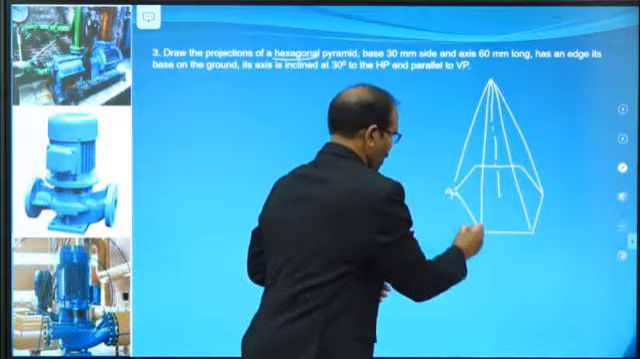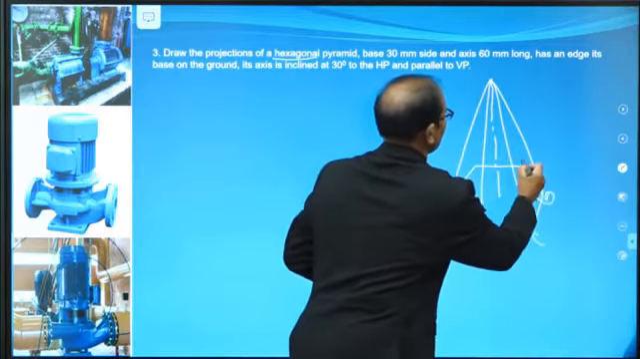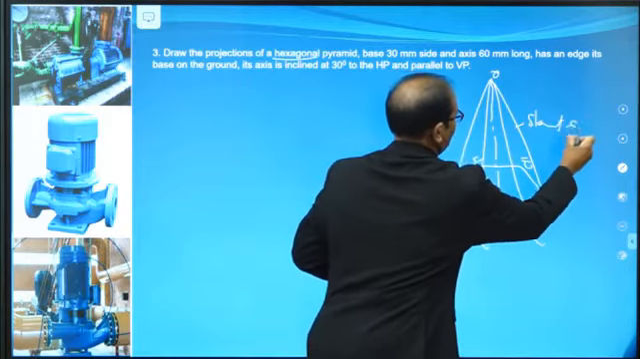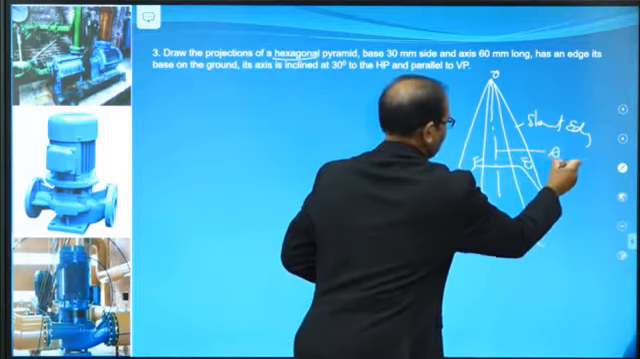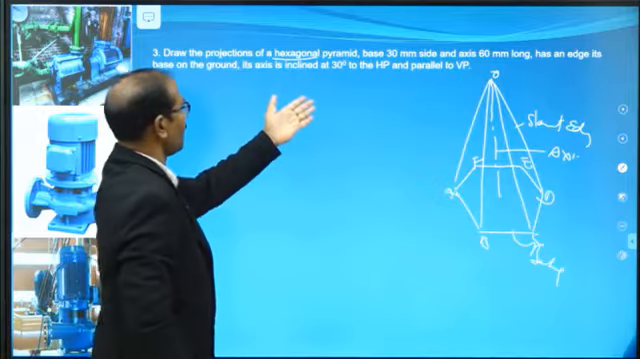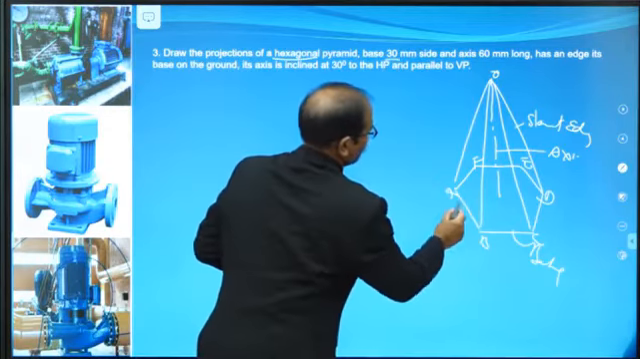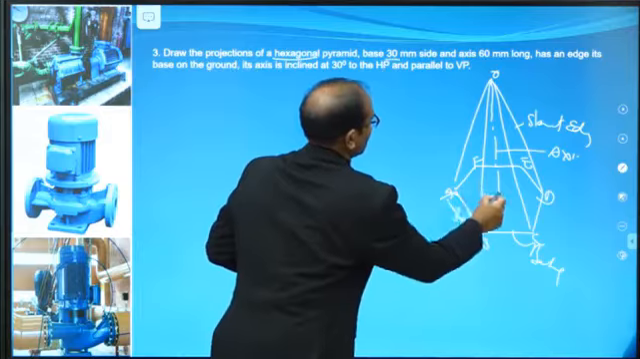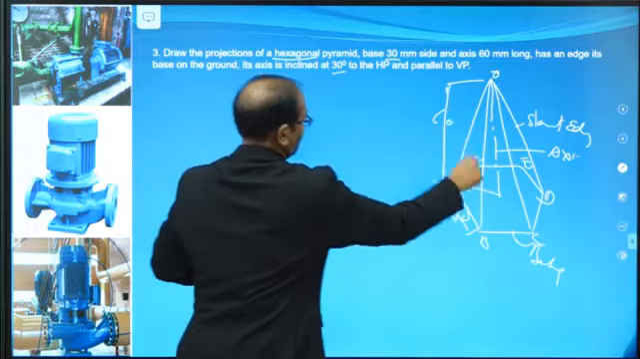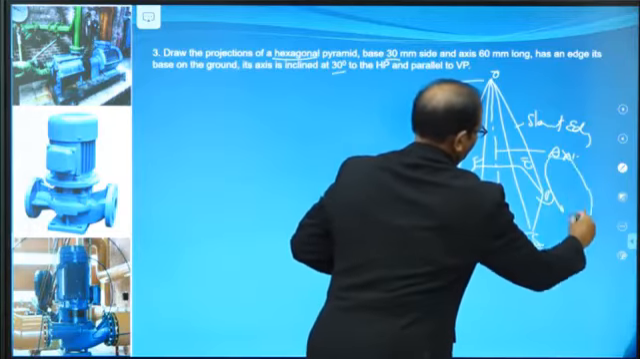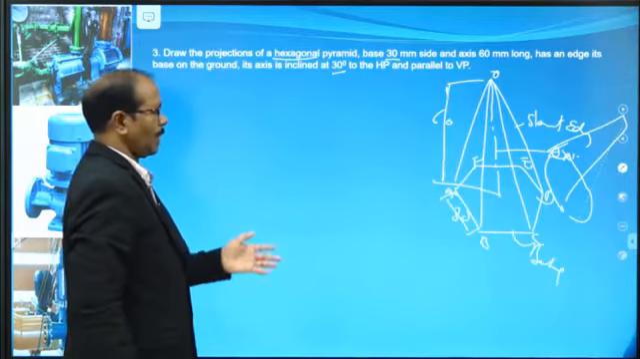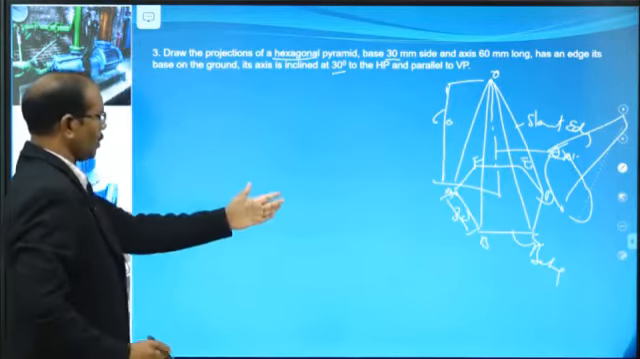Say it is capital A, B, C, D, E, F and O. Now this is the slant edge. This is the axis. So this is the base. Start with the given base, 30 mm. Now this height is given, 60 mm. Then what angle? 30 degrees. So tilt this at an angle of 30 degrees. So this is the final object you have to draw. Just start with how to draw this one.